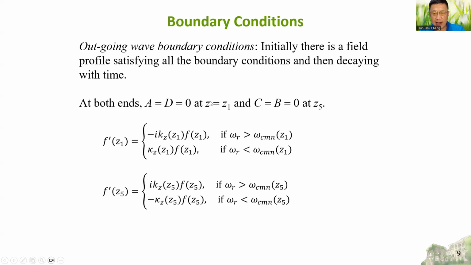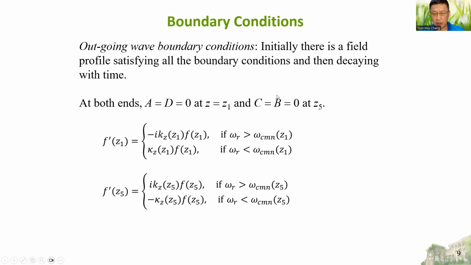At the left-hand side, z equals z1. The wave cannot propagate. No incident wave. So A should be 0. And D, the exponentially decaying wave. This part, A and D should be 0. So at the left-hand side, A and D should be 0, whether above cutoff or below cutoff. And on the other hand, at the right-hand side, C and B should be 0.